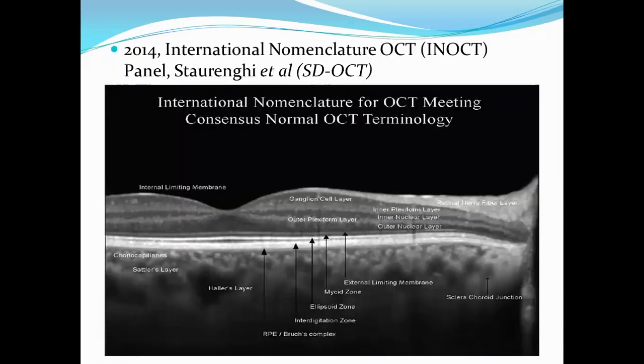Then coming on to the OCT nomenclature. This nomenclature was given by Staurenghi et al. in 2014 on a spectral domain OCT in the International OCT Nomenclature Panel. So here in a spectral domain OCT, and especially when you can image the choroid also with the enhanced depth imaging platform, the different layers can be labeled as follows.